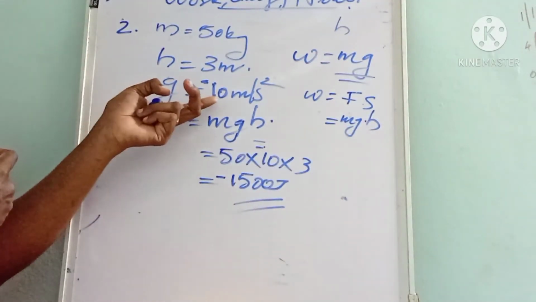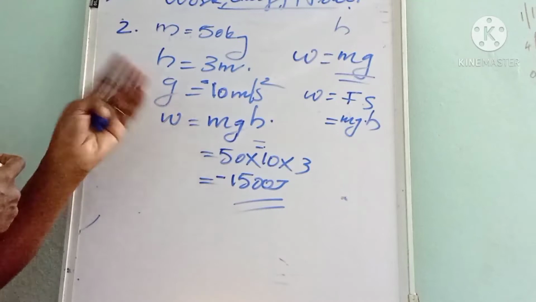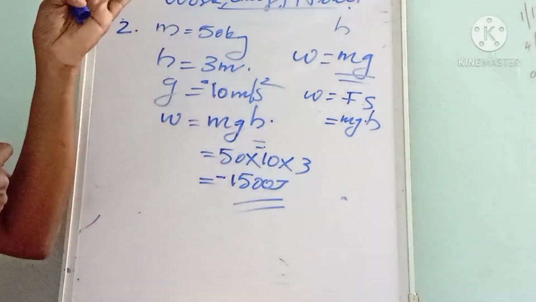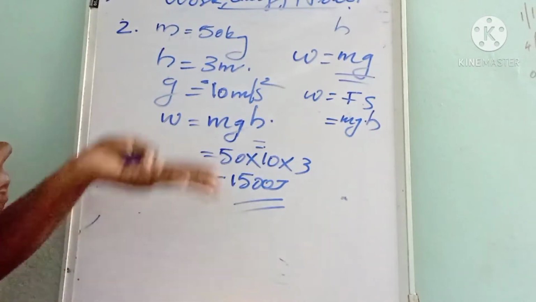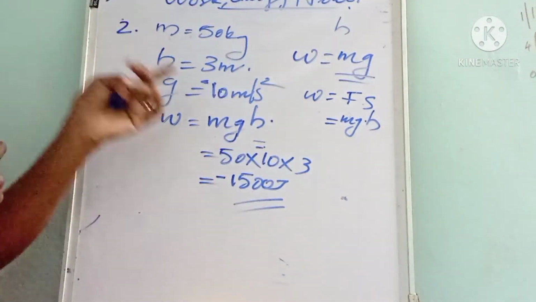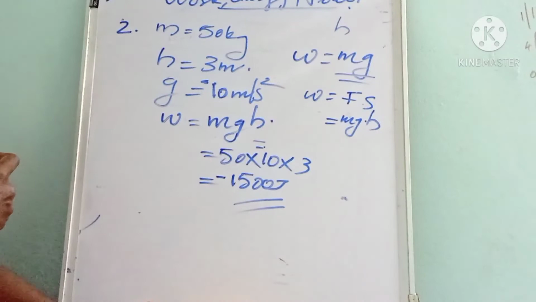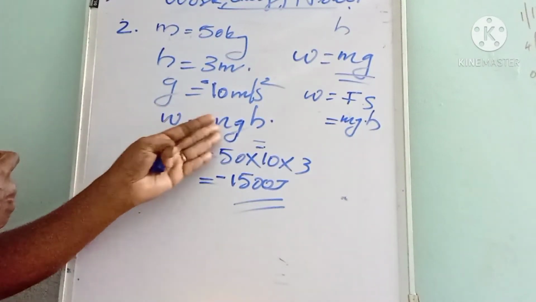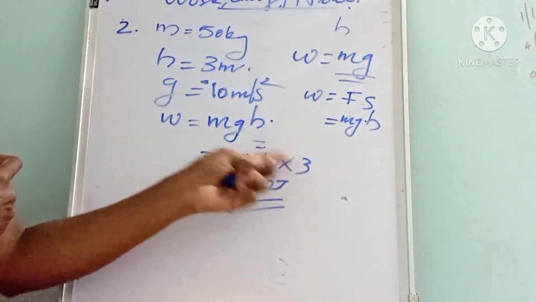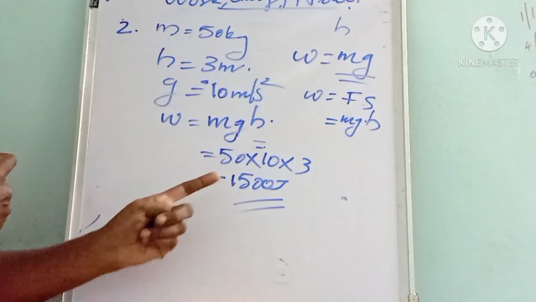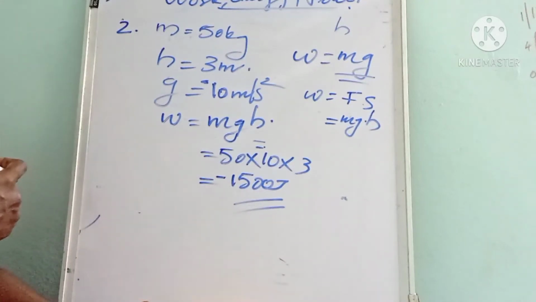Here the work done is against the gravity. The acceleration due to gravity is always towards the center, but here we are moving the object upward. So we have to put a negative sign. g is equal to minus 10 meter per second square. Then W is equal to mgh, where m is 50, g is minus 10 and h is 3. By multiplying this we will get minus 1500 joule.